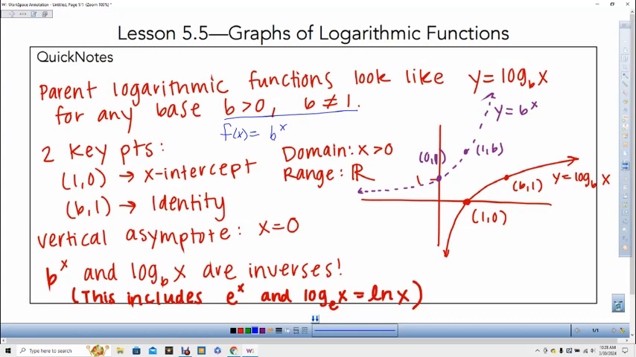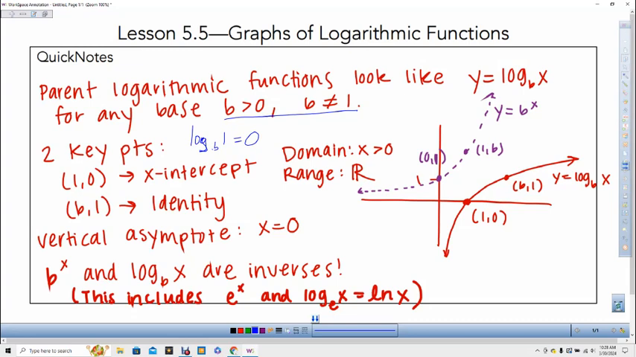The two key points that are there are going to be (1, 0). That's going to be the x-intercept. And hopefully you can see that log base b of 1 is 0, since anything raised to the power of 0 equals 1. That's where that point comes from. It's going to be true no matter what b is.